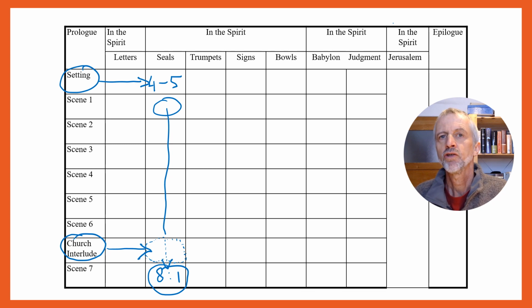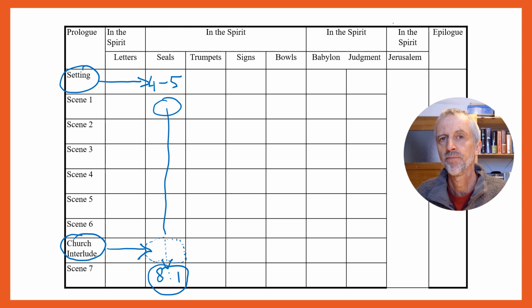And following that interruption, the second series of 7 scenes in the book of Revelation is completed in 8 verse 1. So notice that the chapter division here is unfortunate. 8 verse 1 describes the opening of the 7th seal and therefore really belongs with chapter 6 and 7, not chapter 8.